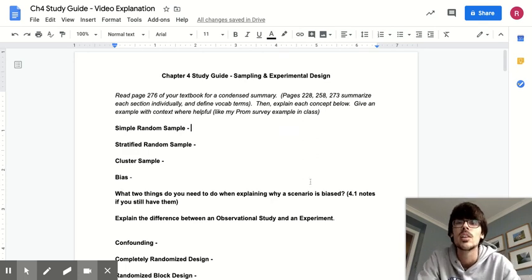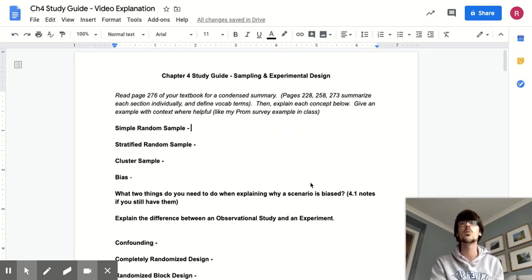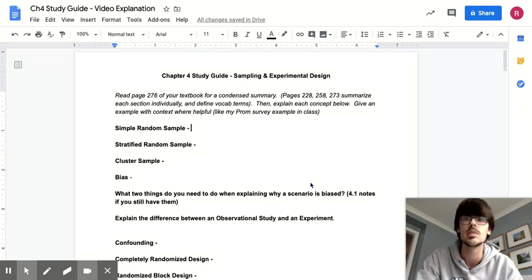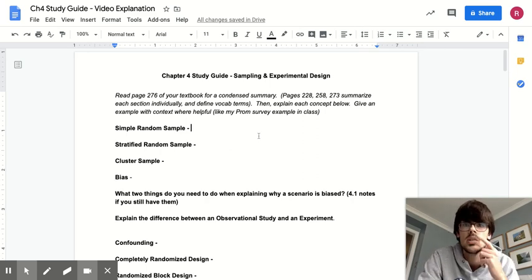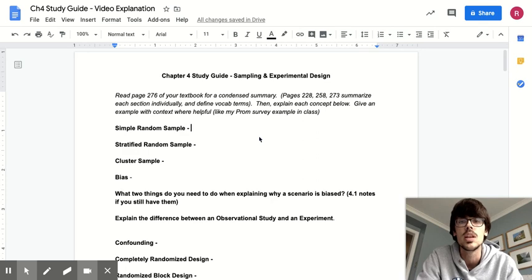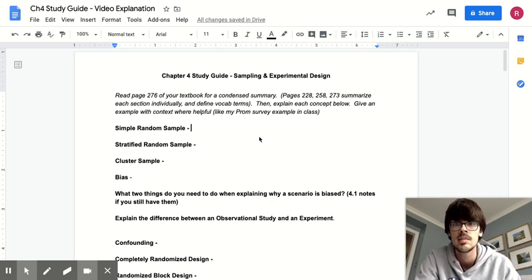But we're going to learn about a little bit of statistics back in Chapter 4 with our sampling and our experimental design. So your instructions were to read page 276 of your book, which is a one-page summary of everything in the chapter. If you understand that page, you're in really good shape, and it'll jog your memory on a lot of stuff that I taught you way back in August.